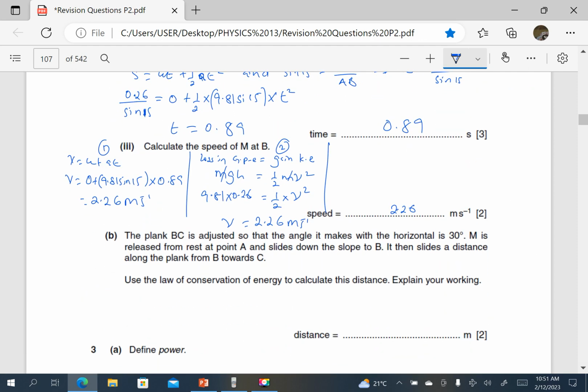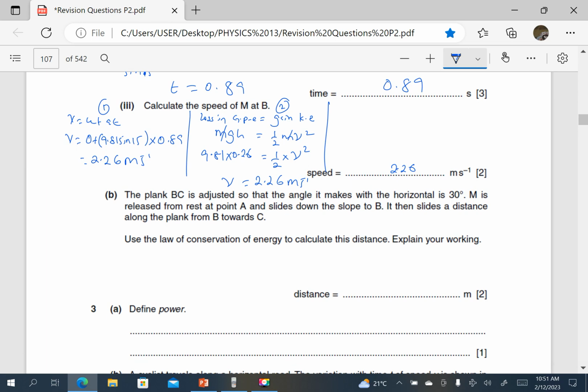The plank BC is adjusted so that the angle it makes with the horizontal is 30 degrees. M is released from rest at point A and slides down the slope to B. It then slides a distance along the plank from B towards C. Use the law of conservation of energy to calculate this distance. Explain your working. We are going to use the law of conservation of energy to calculate the distance.